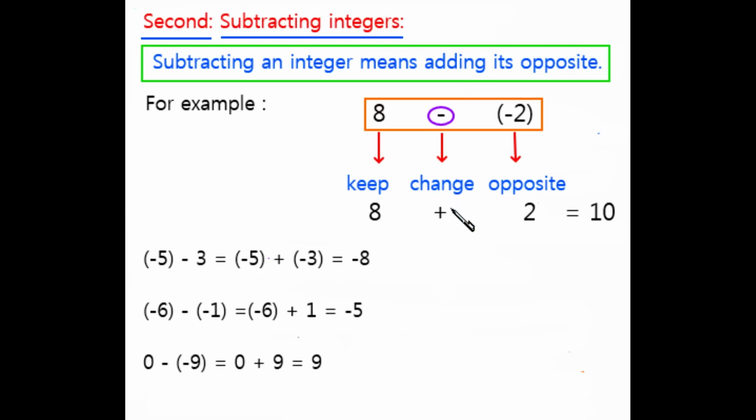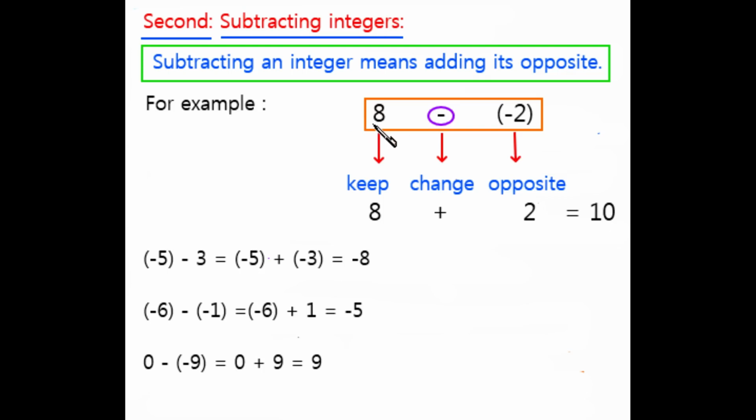Subtract to be add. Minus to be plus. And write the opposite of negative 2. The opposite of negative 2 is 2. And the opposite of 2 is negative 2. Then the opposite of negative 2 equals 2. And solve. 8 plus 2 equals 10.